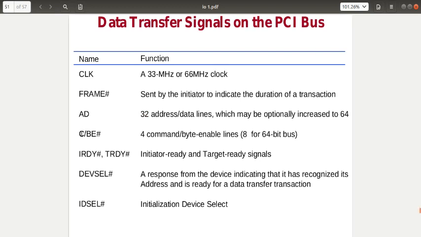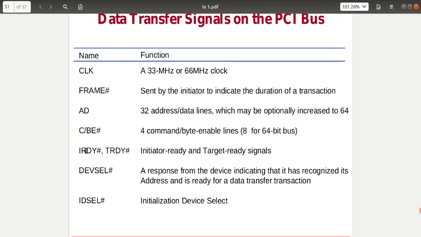Okay. Then there are the command and byte enable lines. Then there are initiator ready and target ready signals. Then there is the device selector, and then there is the initialization device selector.